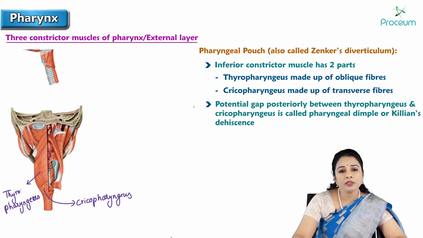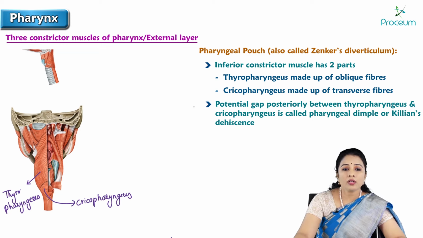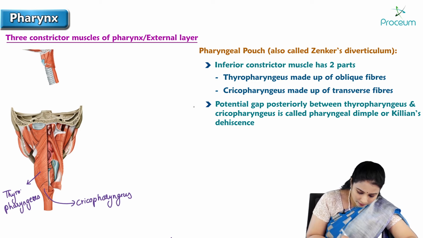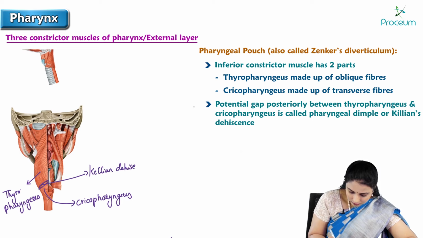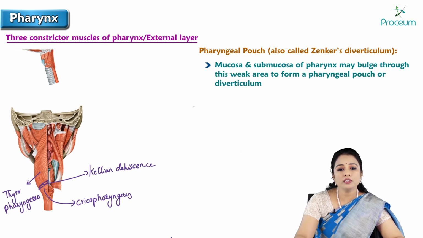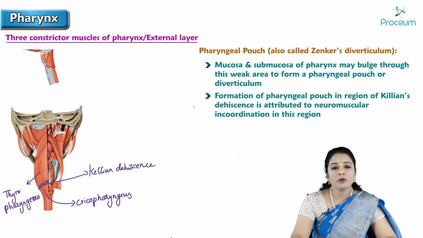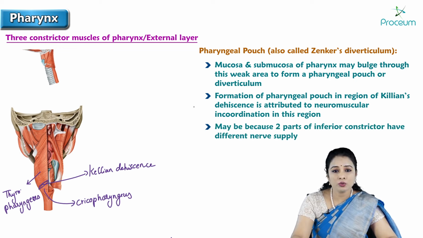The potential gap between the thyropharyngeus and cricopharyngeus is called the pharyngeal dimple or Killian's dehiscence. So the mucosa and submucosa of the pharynx may bulge through this weak area to form a pharyngeal pouch or diverticulum. The formation of a pharyngeal pouch in this region of Killian's dehiscence is attributed to neuromuscular incoordination in this region, which may be because the two parts of the inferior constrictor have different nerve supply.